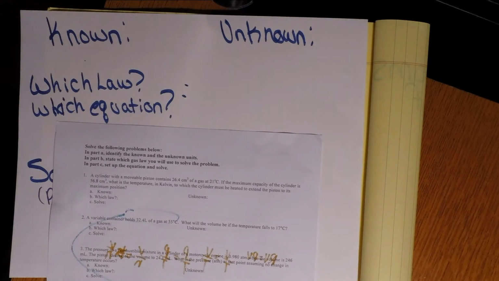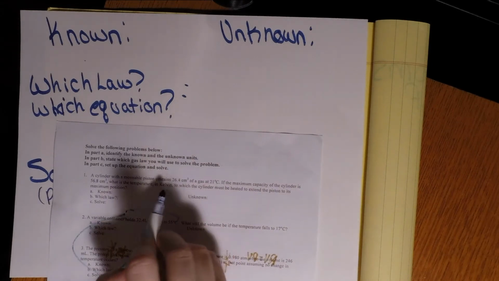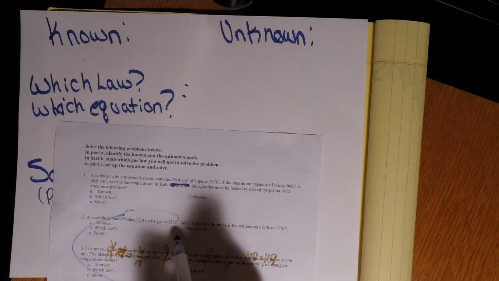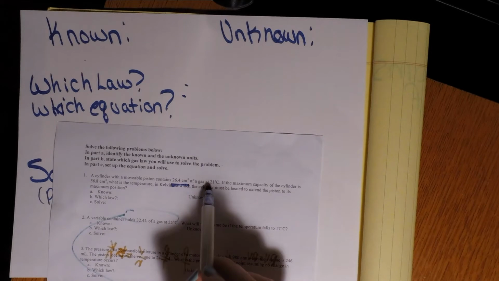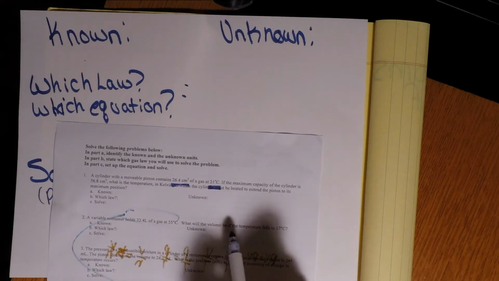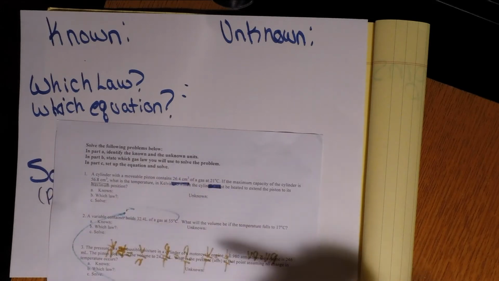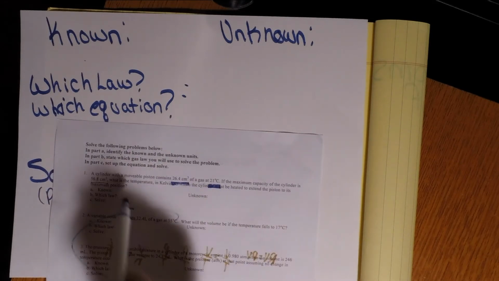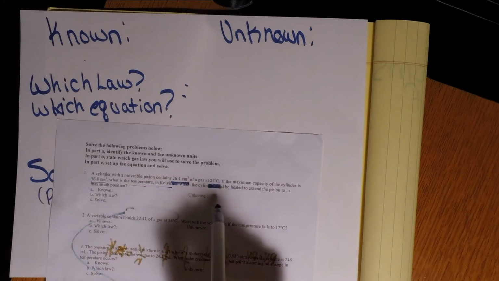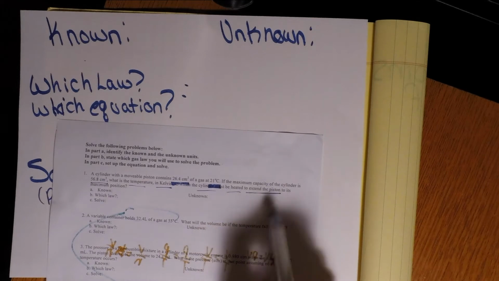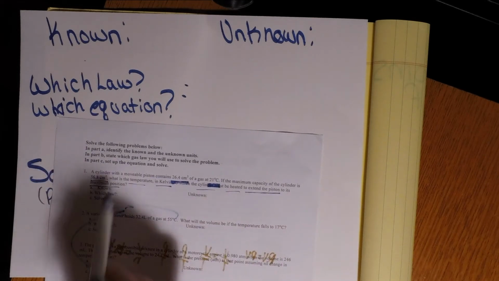A cylinder with a movable piston contains 26.4 centimeters cubed of gas at 21 degrees centigrade. If the maximum capacity of the cylinder is 56.8 centimeters cubed, what is the temperature in Kelvin to which the cylinder must be heated to extend the piston to its maximum position?